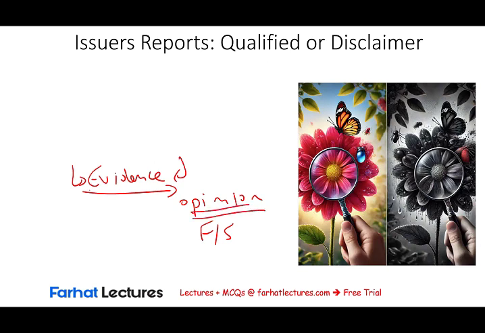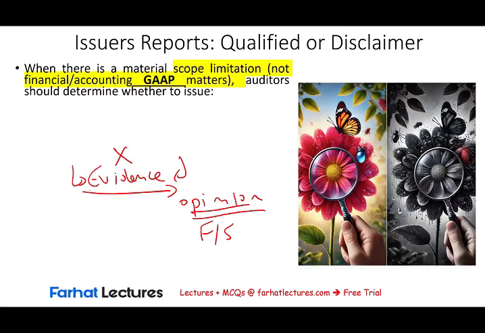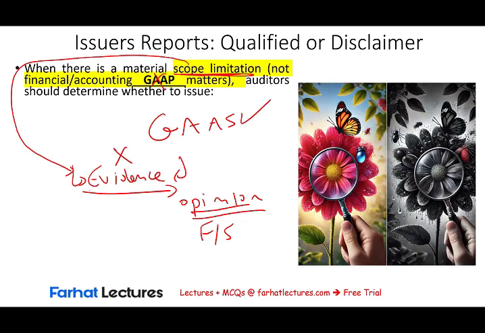The question becomes, what happens if you cannot, for one reason or another, collect the evidence? What do we call this? We call this in accounting a scope limitation. A material scope limitation means you have difficulty collecting evidence. We are not discussing here any accounting or financial issues, GAAP, generally accepted accounting principles. Here we are discussing GAAS, generally accepted auditing standards. When I discussed the GAAP issues, I told you they're not GAAS. Here we're discussing audit scope limitation.